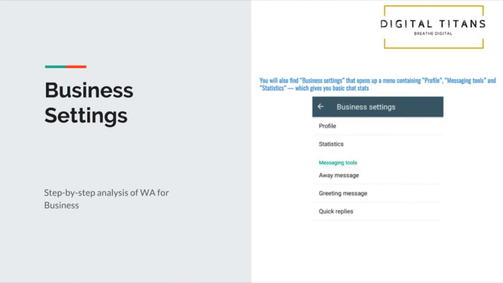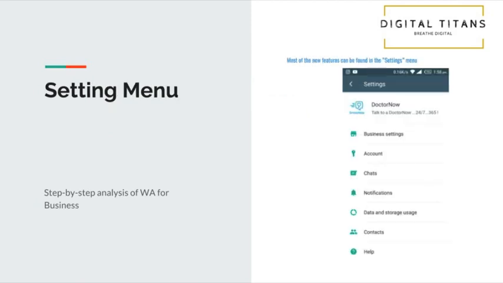When you go to your settings, you will see profile, statistics, messaging tools, away message, greeting message, and quick replies. This is where you could go step by step and set up all these individual profiles, or a business profile that is very specific to your business, and it's different from how you would do it as an individual.